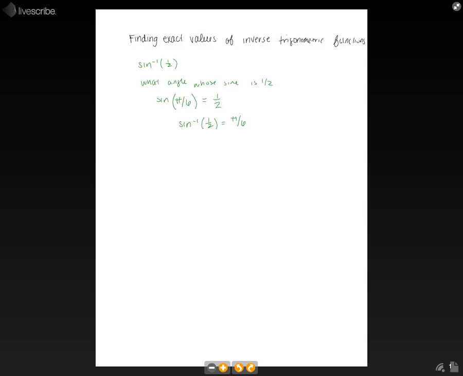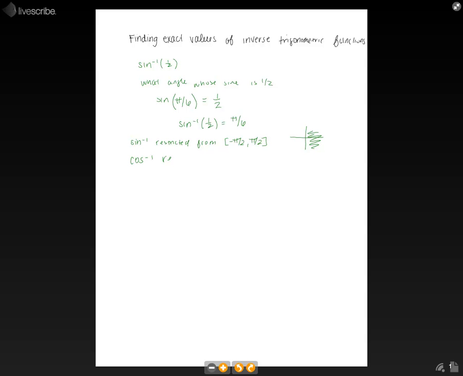So when you're looking at what quadrant it could be in, remember that the inverse sine is restricted from negative pi over 2 to pi over 2. So your answers have to be in these two quadrants.